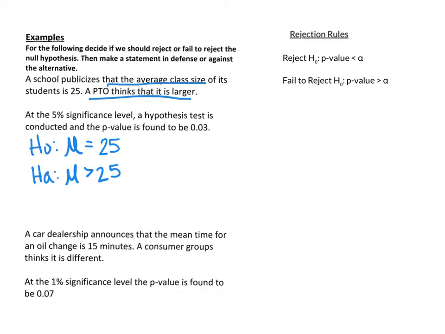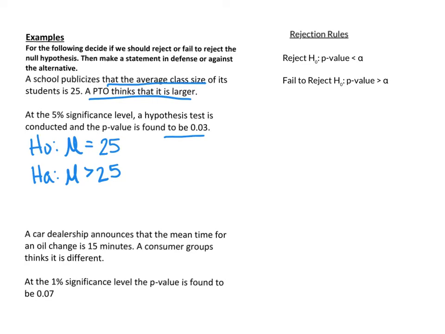Now, here's what happens. It says at the 5% significance level, a hypothesis test is conducted, and the p-value is found to be 0.03. So essentially, when we conduct this test and go through everything, we get our test statistic and a p-value equal to 0.03. The p-value again is a probability. So there's a 3% probability of having a class average size of 25 or something bigger, if in fact the stated mean of 25 is actually true.